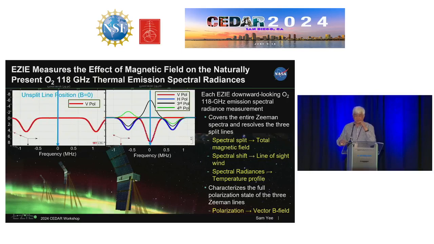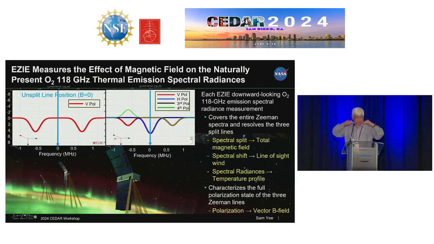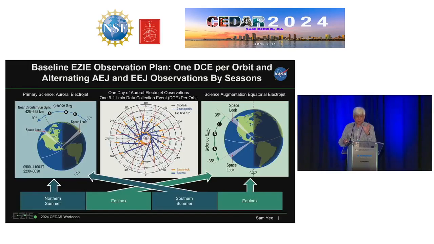So if you just measure the separation, you get the total magnetic field strength. But if you measure the polarization state, shown in the figure on the right, and measure the full Stokes, then you can figure out the direction. Using the split, you get the total magnetic field, and using the polarization, you get the direction of the magnetic field line. Then using the spectral shift, you get the winds, and measuring the brightness gives you the intensity.